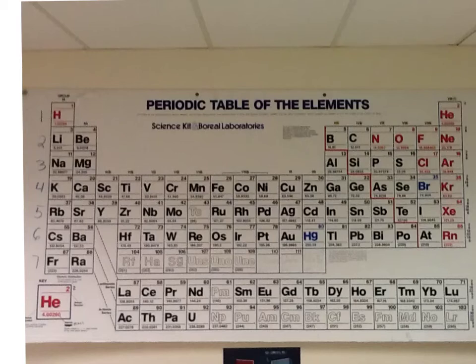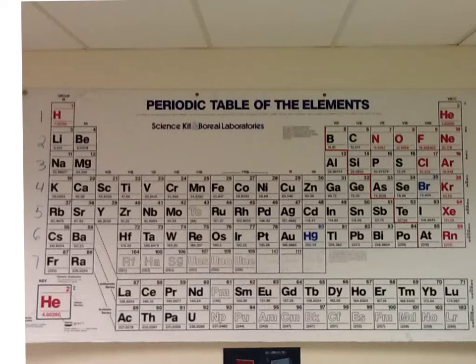Okay, this is the second video for section 7.9, the building up principle, also known as the Aufbau. Basically, my friends, what we're going to do is use the information that you learned in the previous video to begin to write electron configurations using the periodic table.